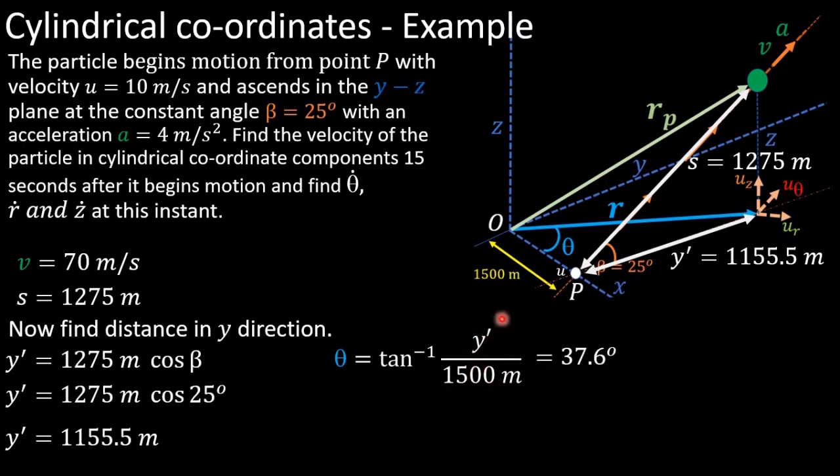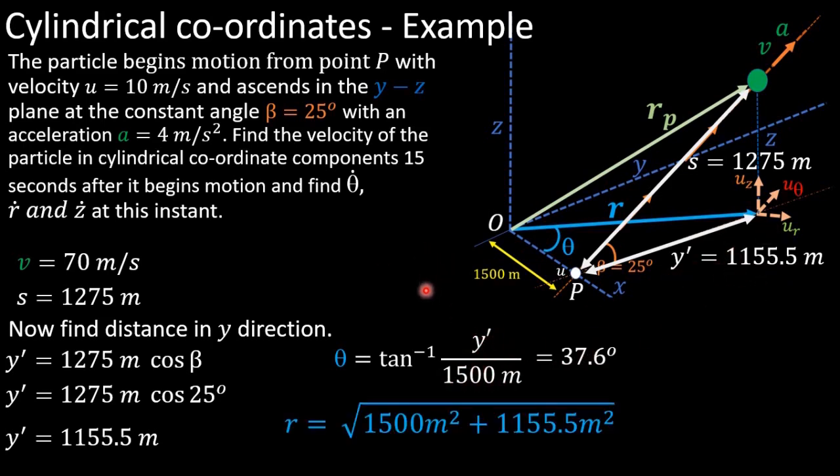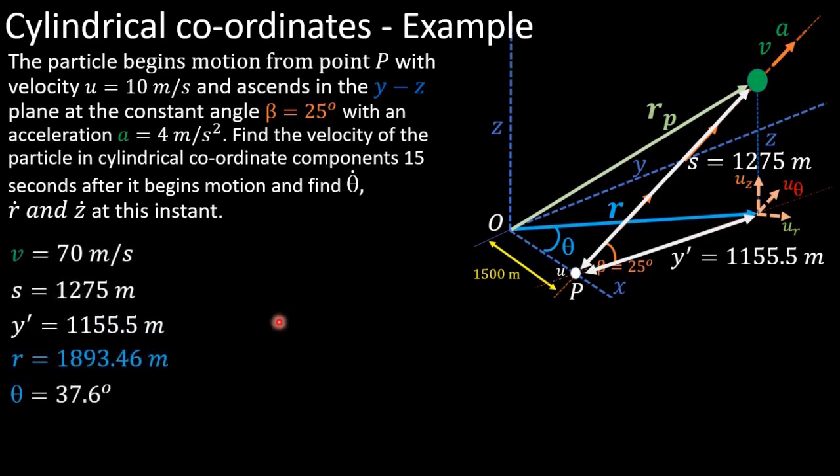Remember y prime was 1,155.5 meters. So apply Pythagoras to y prime and this length here to get r. That's going to give me 1,893.46 meters. So now I know y prime, r, and theta, and now we can find the velocity in the xy plane.